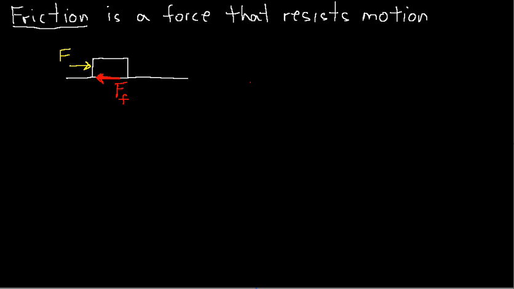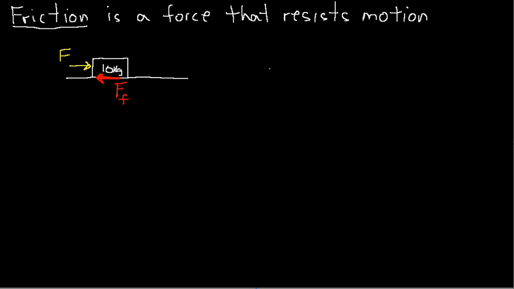So let's say, going back to our example over here, we have a box here, and let's make it 10 kilograms. 10 kilogram box, it's not too heavy. And let's say we have two surfaces here. Let's say the box is metal and the floor is wood, all right? So we want to get this box moving, we apply a force.